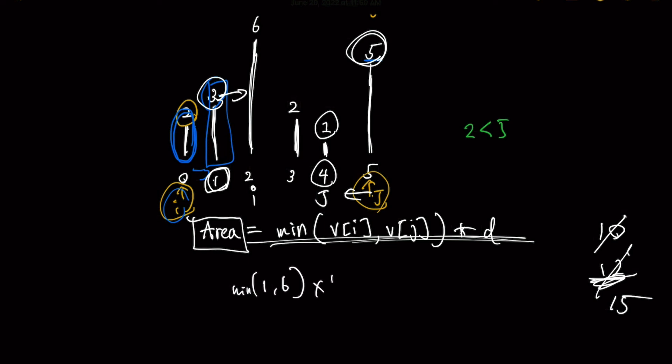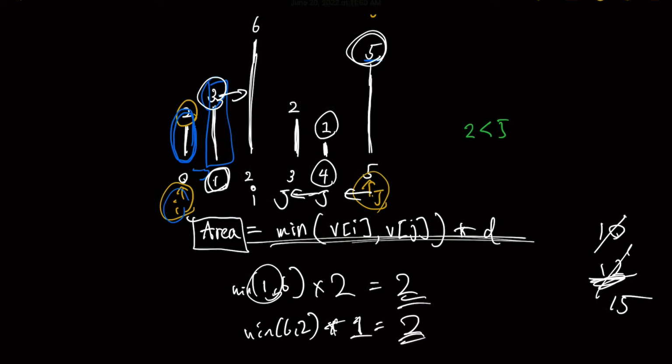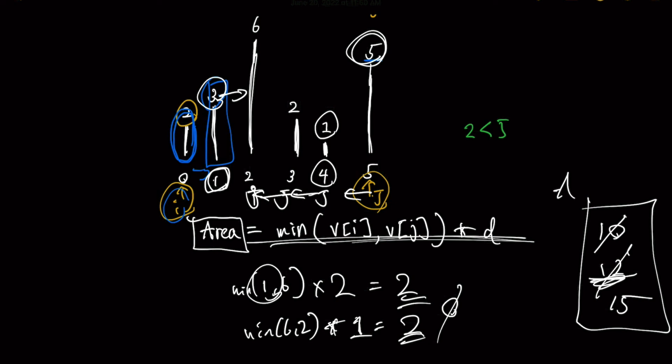And the distance is 2, and we are getting 2. And hey, 1 is smaller, so I'm gonna move this guy here, and we have 6 or 2, and the distance is 1, so we're getting 2. And we move here, and hey, I and J are overlapping, it's 0. We've been keeping track of our area, and 15 is the largest.